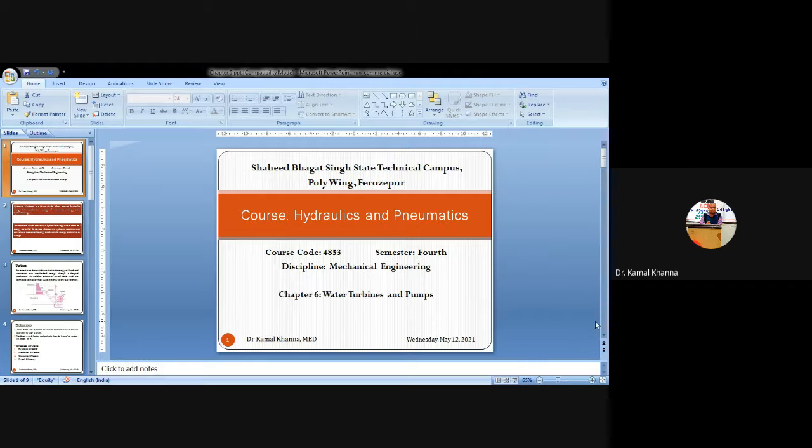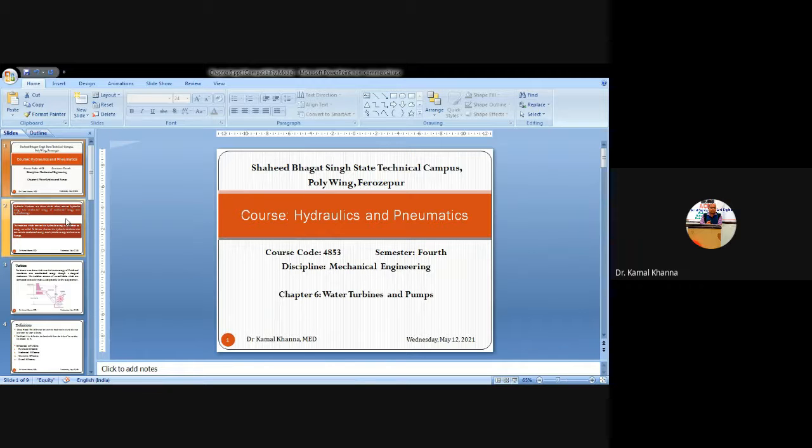So starting on to our next chapter, we will have six chapters in our syllabus. According to our syllabus, the sixth chapter is water turbines and pumps. In this chapter, we will study various types of turbines. We will study the classification of the turbines on various aspects and the different types of pumps that are being used to transfer the hydraulic energy from one point to another point, and the water turbines which are being used in the hydropower plants to produce electricity.